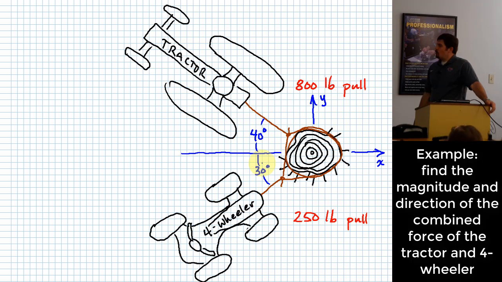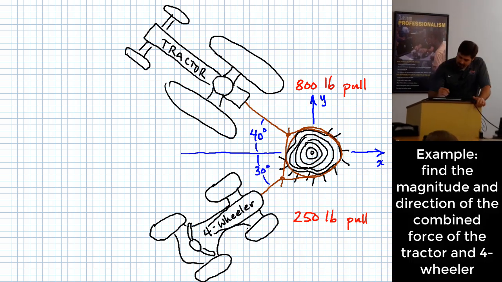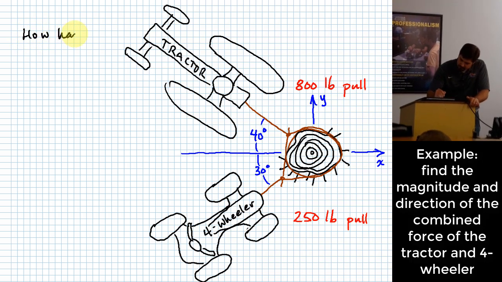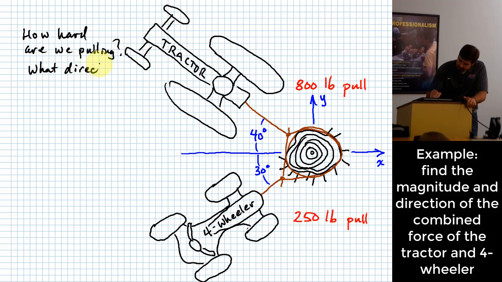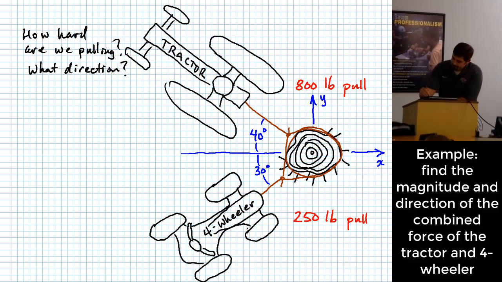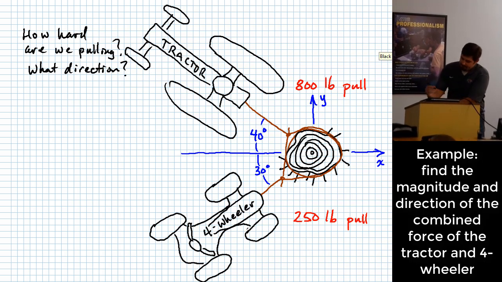All right? What we want to do is determine how hard we are pulling on the stump overall, and what direction we are pulling on the stump overall. So how hard are we pulling? And what direction? Okay, so how do we do this? We do it like this.